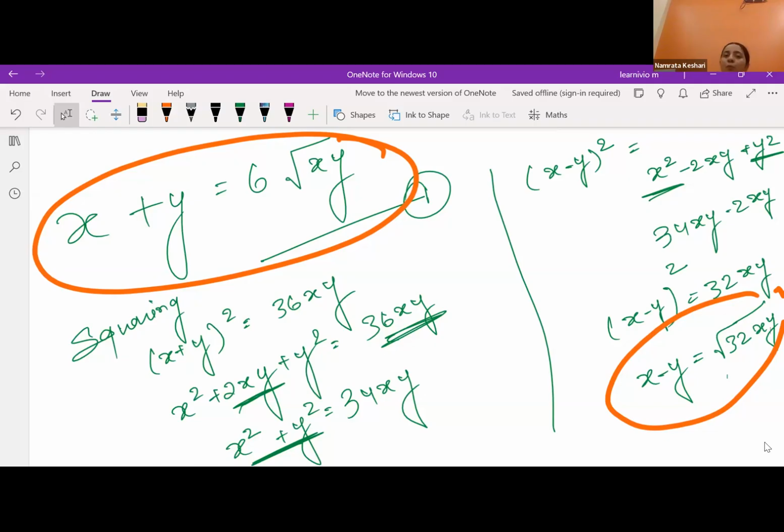And then we use componendo and dividendo, and easily we are able to find the ratio which is given in the question, which we were supposed to prove. Clear? Yes, ma'am. Okay, so this is how we are proving it.